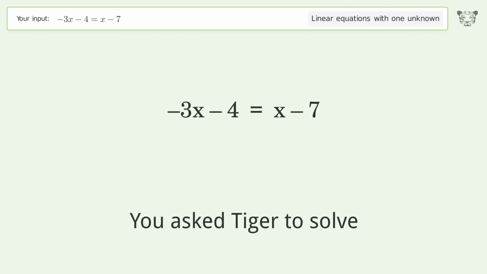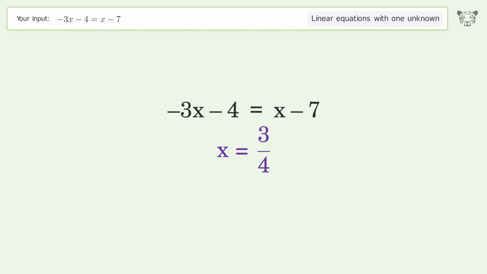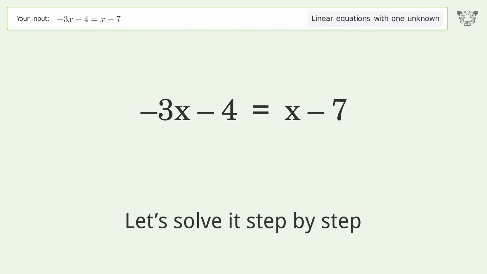You ask Tiger to solve this. It deals with linear equations with one unknown. The final result is x equals 3/4. Let's solve it step by step.